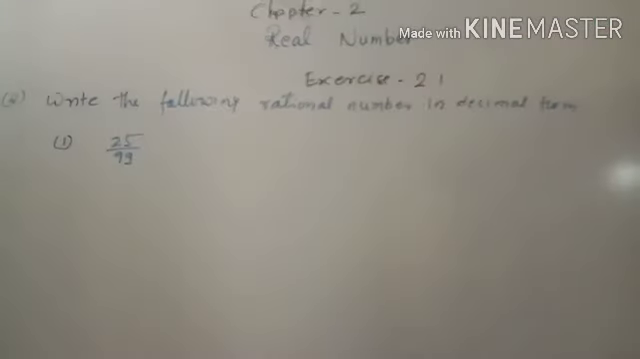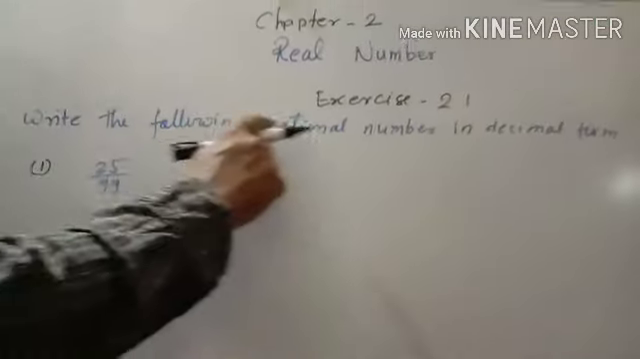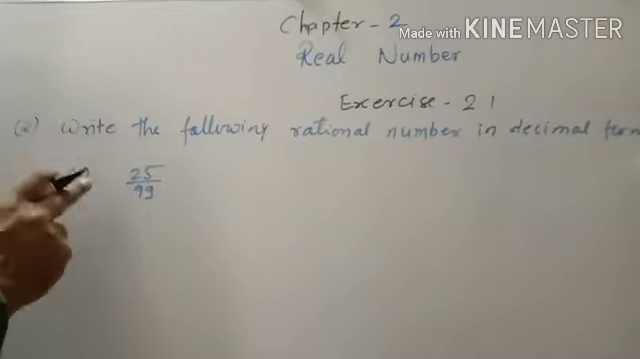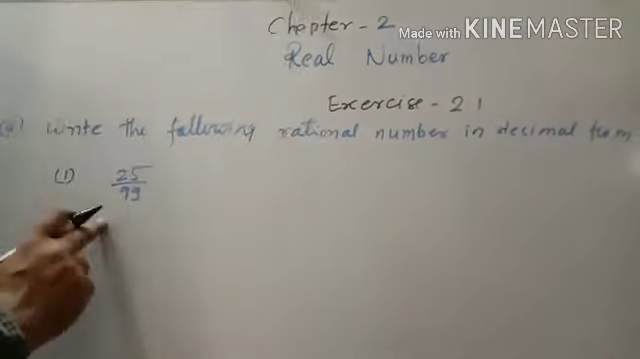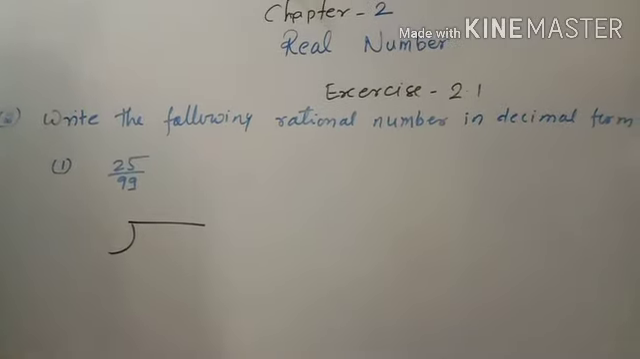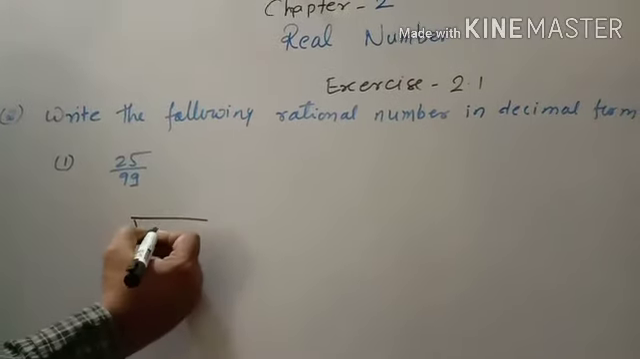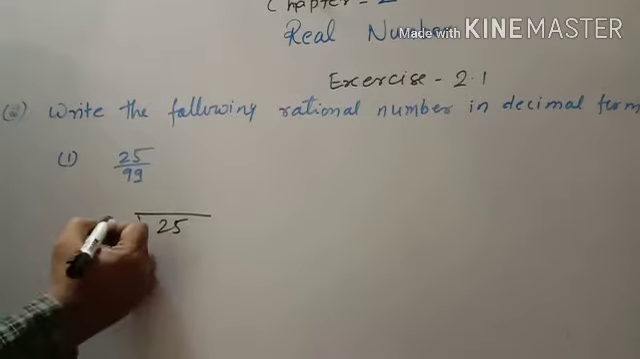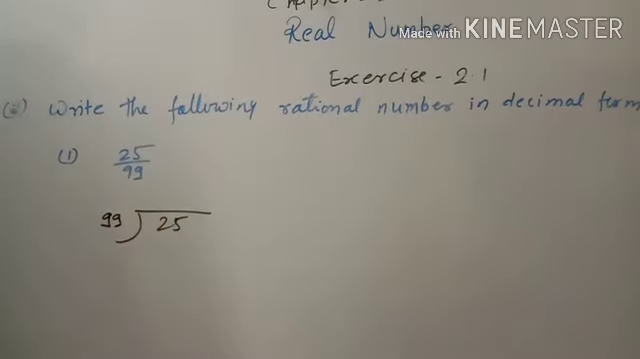So student, our second question is what? Write the following rational number in decimal form. We should write 25 upon 99 in decimal form. For writing decimal form, we divide 25 by 99. We take 25 and over here 99.